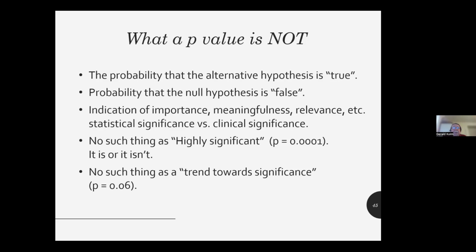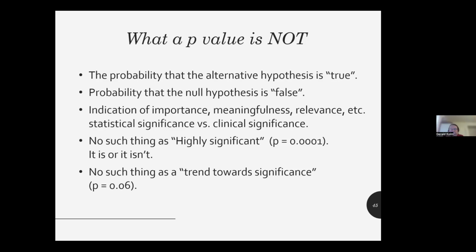Sometimes people understand the p-value as the probability that the alternative hypothesis is true, or that the null hypothesis is false. Neither of those is the case. Or they look at it as an indication of importance or meaningfulness. Oftentimes you'll hear the phrase statistical significance versus clinical significance. You can get something that is statistically significantly different, but from a clinical standpoint or a useful standpoint, it isn't meaningful at all.